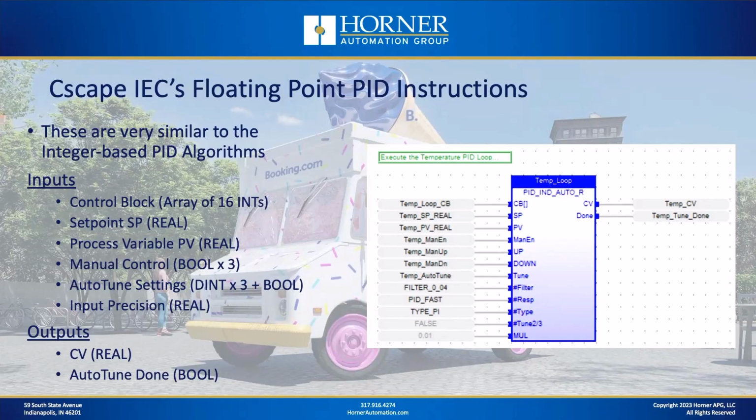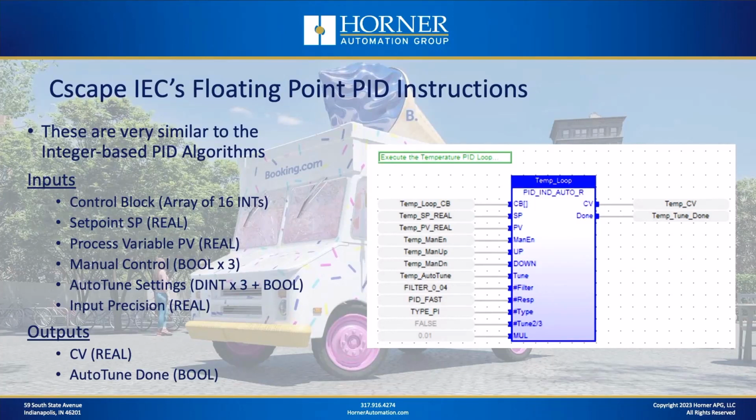Okay, let's take a look at one of the floating point PID instructions that's available in Cscape for our controller. So what I have there on the screen is a screenshot in function block diagram. Remember, with IEC, we've got multiple languages to choose from, and with IEC and PID, you can choose between structured text, ladder, or function block diagram. Now, my favorite personally is function block diagram for doing process control, and PID would fit within that category. So you can see the instruction there on the screen.